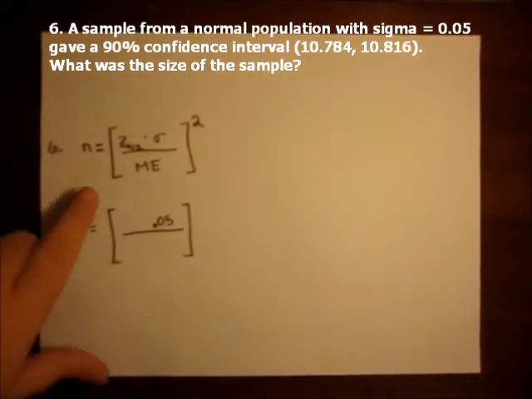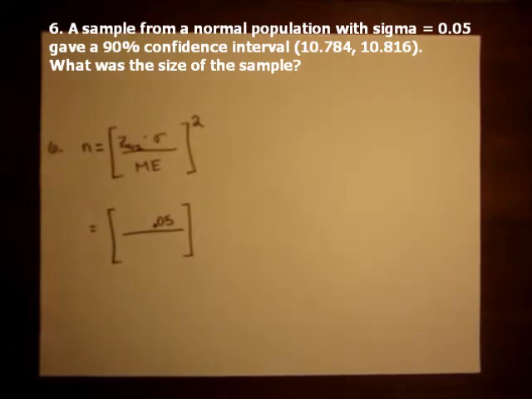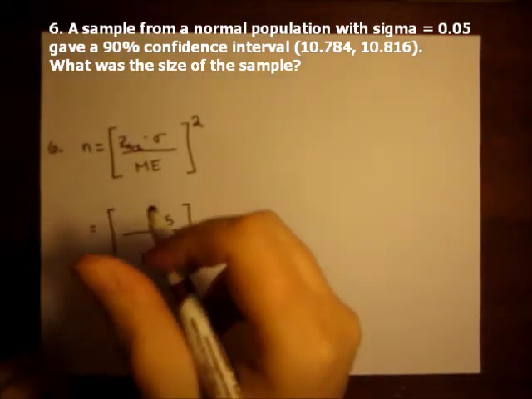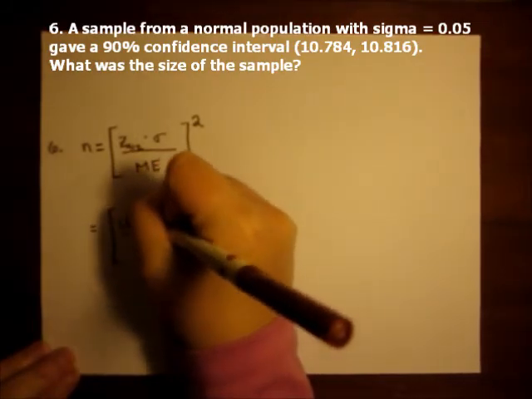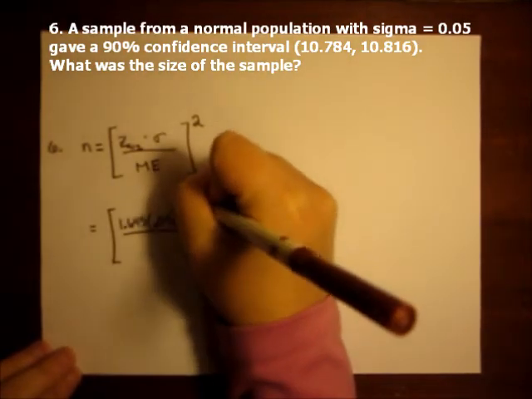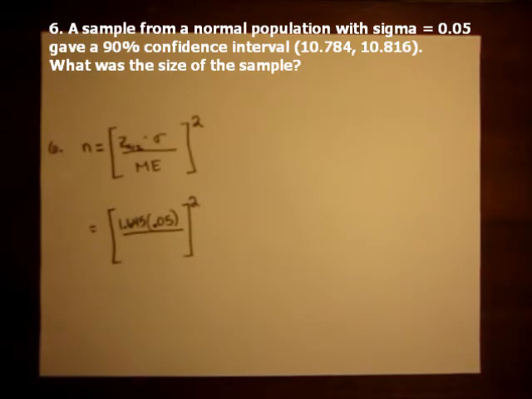Okay, to find the z alpha over 2, in the last video I did a chart with different values of z alpha over 2, and we found for 90%, it's 1.645. So what we don't have is the margin of error.